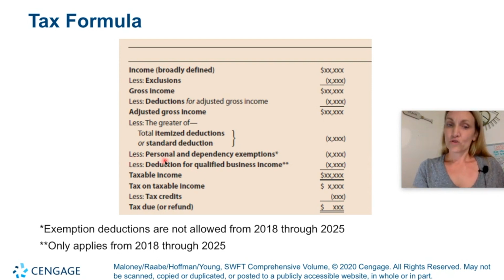Then we're going to subtract the personal and dependency exemptions. So obviously this hasn't been updated. You can see they put this asterisk instead of just updating the calculation. The 2017 tax changes in December got rid of personal exemptions. And of course these changes apply 2018 through 2025, so they can come back after that.